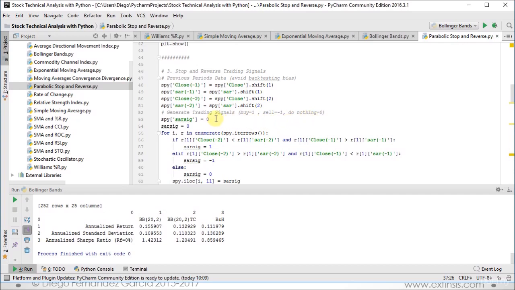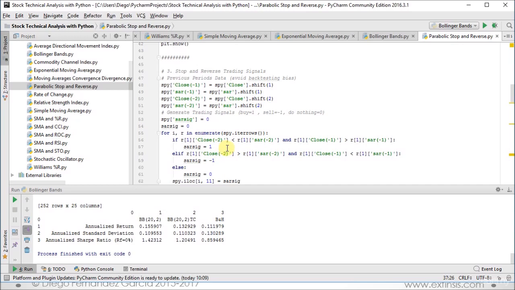We create the column where we're storing the signals, in this case SAR sig, and then we substitute with the corresponding variable with that name inside the for loop. So what we are asking in this for loop is if our second previous close price was less than that second previous parabolic stop and reverse, and the previous period's close price was greater than that previous period's parabolic stop and reverse, then our signal is equal to 1, or we have a buy signal.